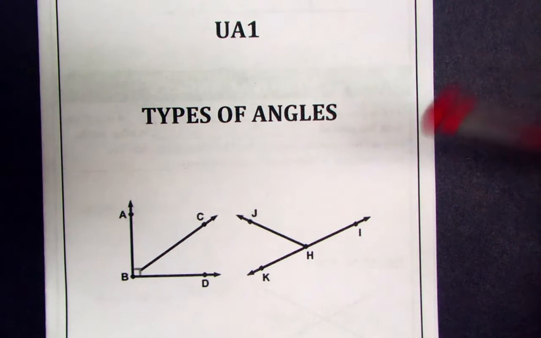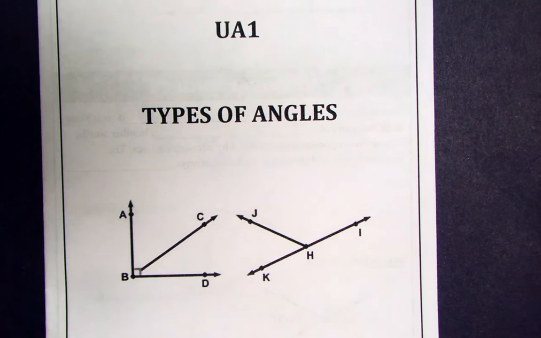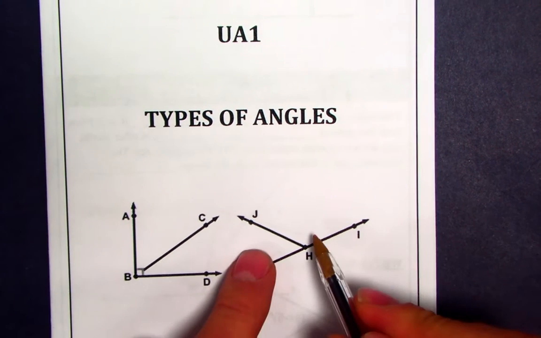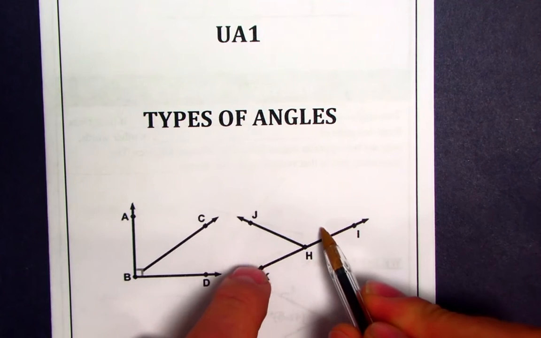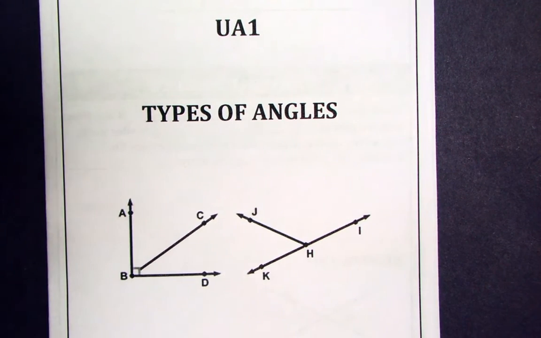Okay, we're going to start a new unit on angles. In this first lesson, UA1, is just on different types of angles and more specifically pairs of angles. Like in this case, there's two angles that form a pair. Here's two angles that form a pair. And so it's a lot of terminology again.